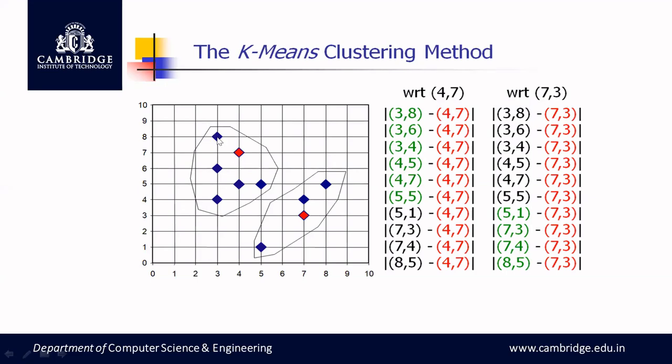How will I compute the new centroid point? I'll say 3 plus 4 by 2, 8 plus 7 by 2. That will be my new centroid or cluster center. And for that particular value, I will again try to cluster only this many data points. This has to be repeated until there is no change in the centroid value.